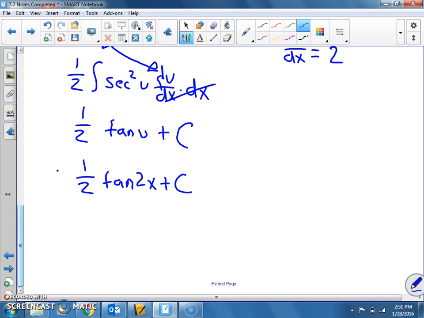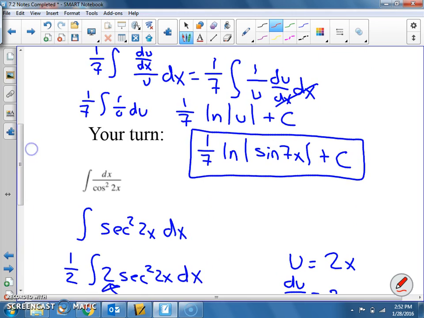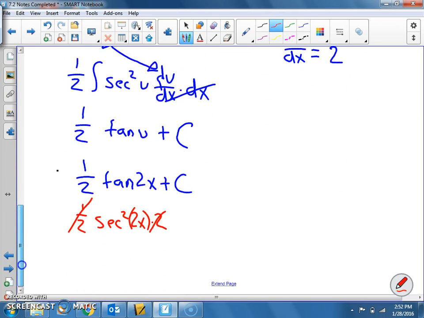Okay, now if we were to take the derivative of this, what would we get? Let's double check our work. What's the derivative of tangent? Secant squared. Secant squared of 2x times 2. And then we had the 1/2 out in front. The derivative of the constant is 0. The 1/2 and the 2 cancel out, and I'm left with the secant squared of 2x, which is what we started with in the beginning. We put the 1/2 and the 2 in there to cancel each other out. That's why we introduced them.